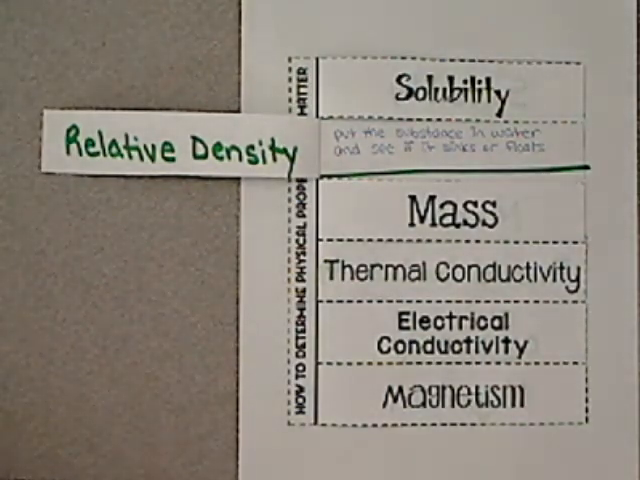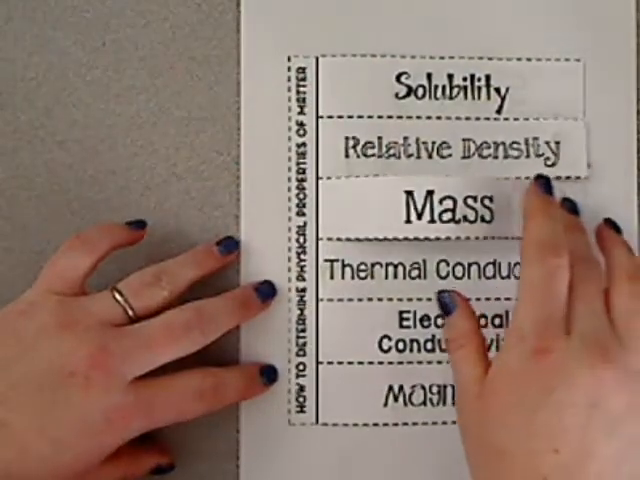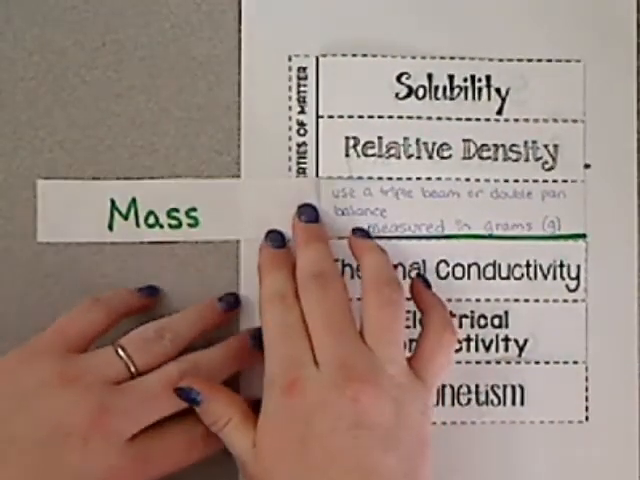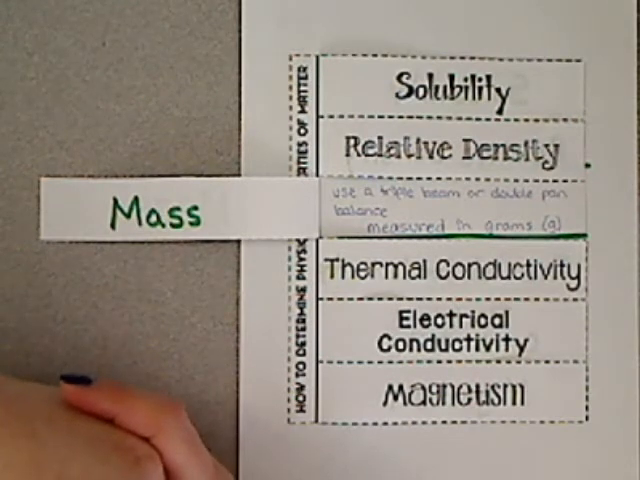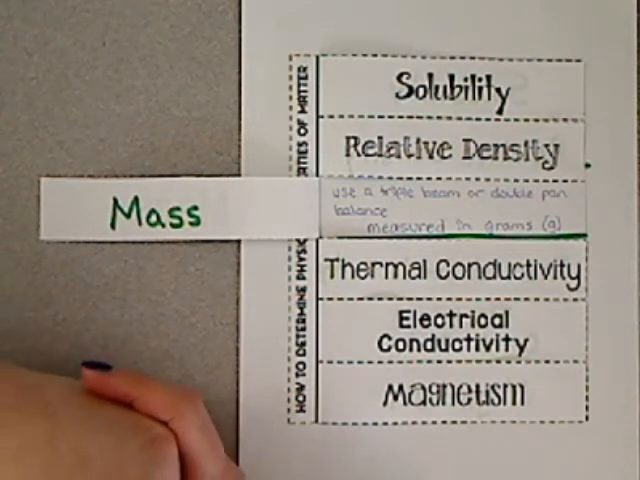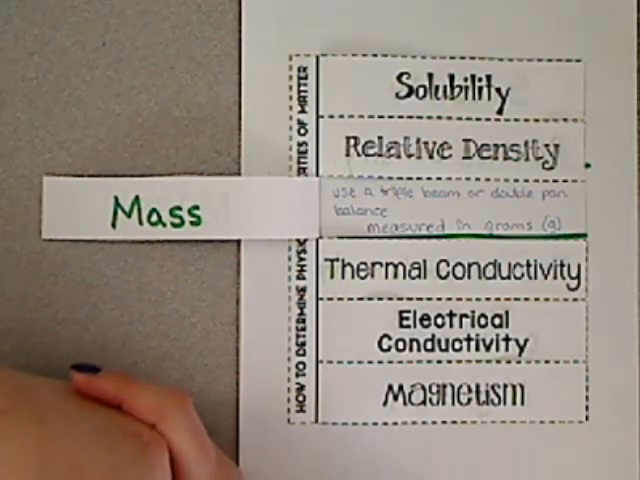All right, so next we're going to look at mass. Mass is the amount of matter in something. So to determine mass, you can use a triple beam balance or a double pan balance, and it's measured in grams. We're actually going to be looking at a triple beam balance and how to use it here in just a few moments.